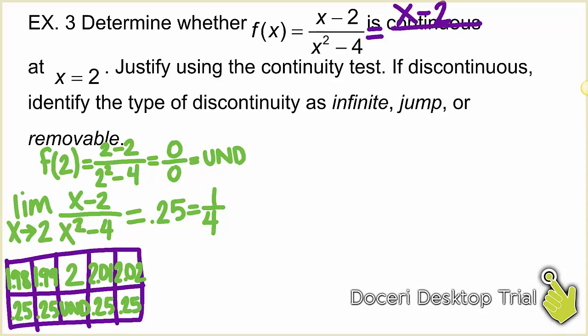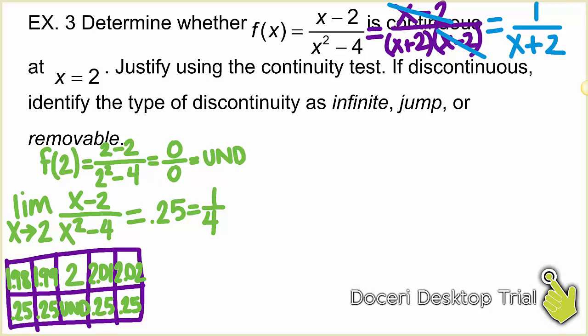In the denominator, this is a difference of 2 squares, and this will factor into x plus 2 and x minus 2. Well, once I factor it, then I notice I have an x minus 2 on the top and an x minus 2 on the bottom that are going to simplify. So that means I would be left with 1 over x plus 2. So this function simplifies to 1 over x plus 2. Well, if I go back then and look at my function value, f of 2, at the simplified version of this function, 1 over 2 plus 2, notice that equals 1/4.